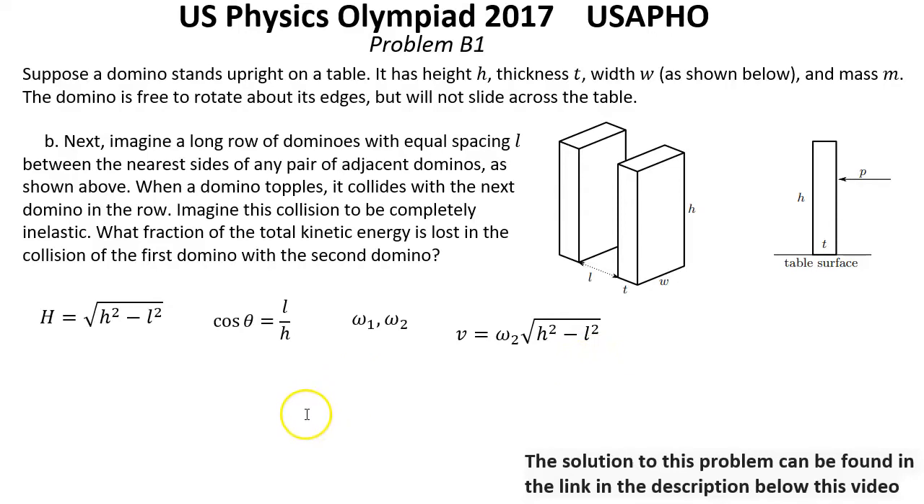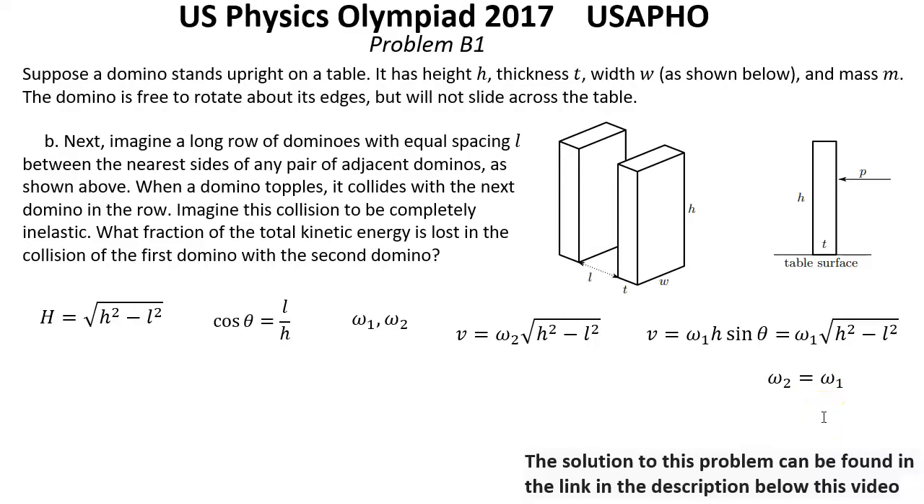And for the first domino, we have this horizontal speed equal omega-1 multiplied by height h and multiplied by sine theta, which is omega-1 multiplied by the same square root of h square minus L square. We see that both horizontal velocities are equal to each other. It means that angular velocities are equal too. It means that after collision, both dominoes have omega-2 equal omega-1.